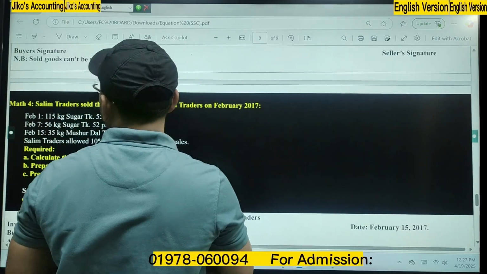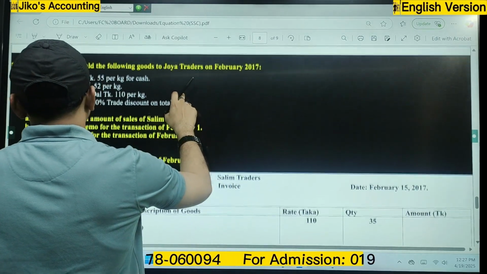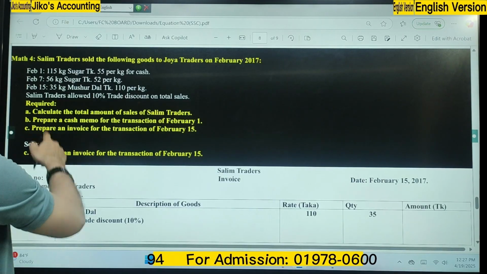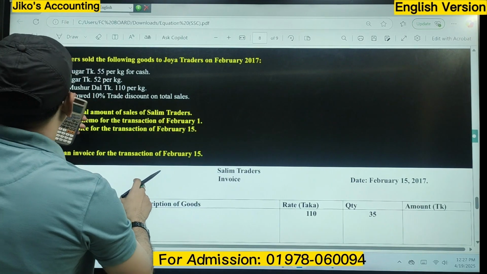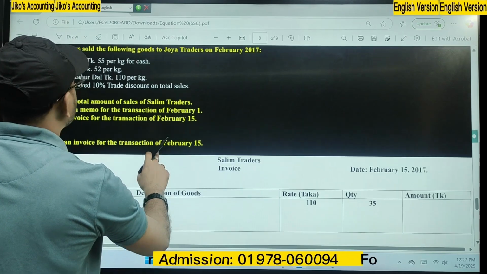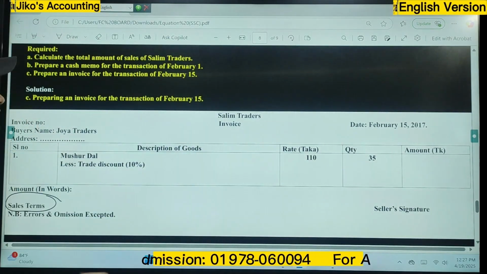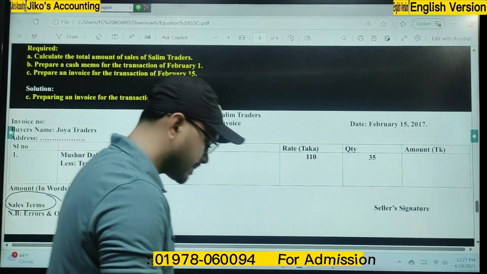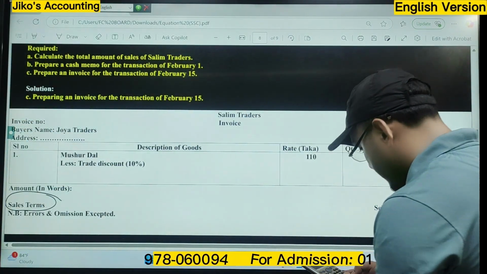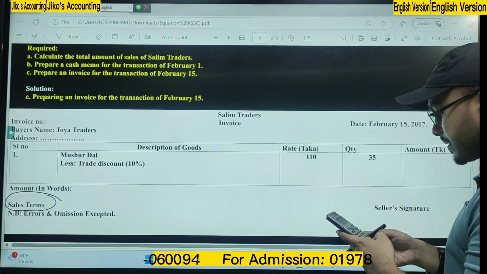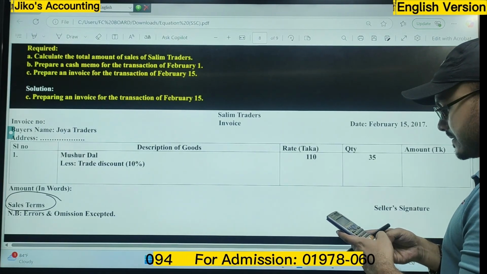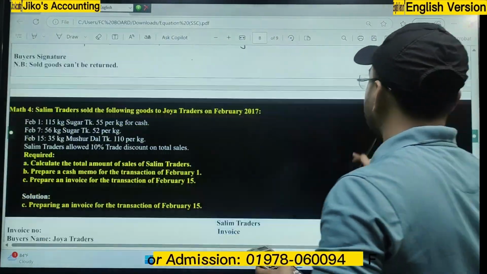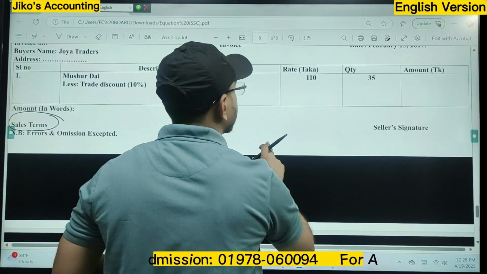It's similar. Okay. Invoice for the transaction of February 15. What is the February 15 here? 35 kg of lentils, 110 taka. Okay, again 110 taka, 35 kg. Now we have to multiply all of that. If per kg is 110 taka, how about 35 kg? 3850. Try to get this one. 3850.